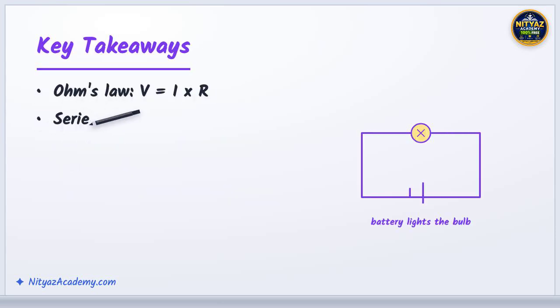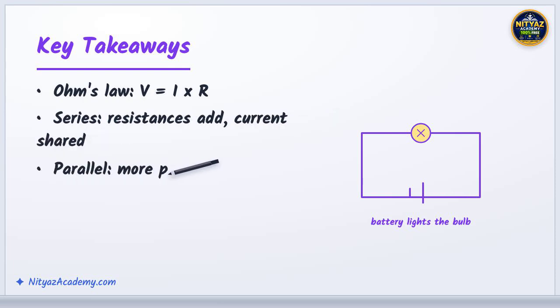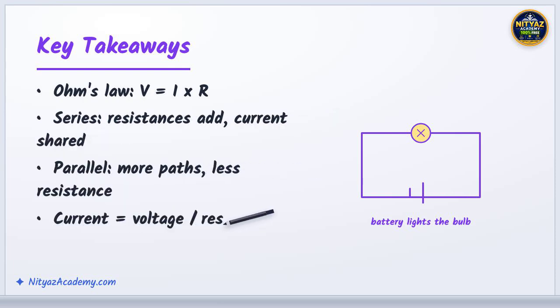Let's recap circuits. Voltage pushes, current flows, and resistance opposes, all linked by Ohm's law. Series components add their resistances and carry one common current, while parallel branches lower total resistance by offering extra paths. With these rules, you can analyze the circuits in your phone, your home, and beyond.